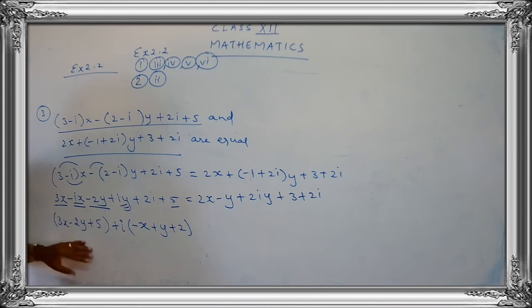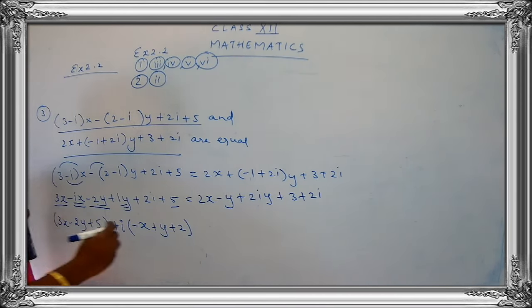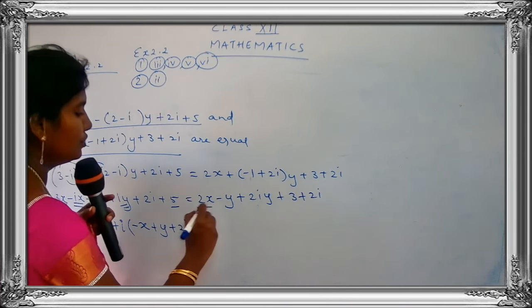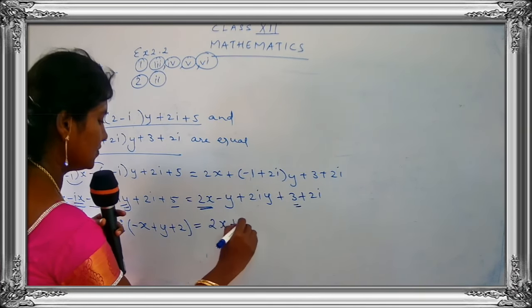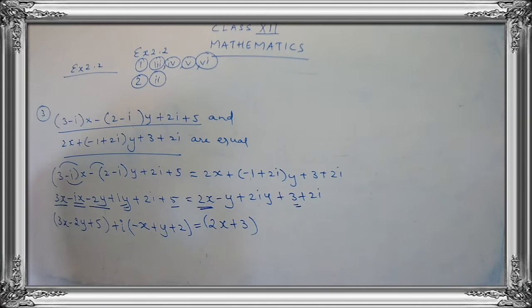Now in the same manner you are going to proceed for the RHS part. Continue for RHS. So this is equal to, go for the real part, 2x, 3. So 2x plus 3 is the real part. And one more.